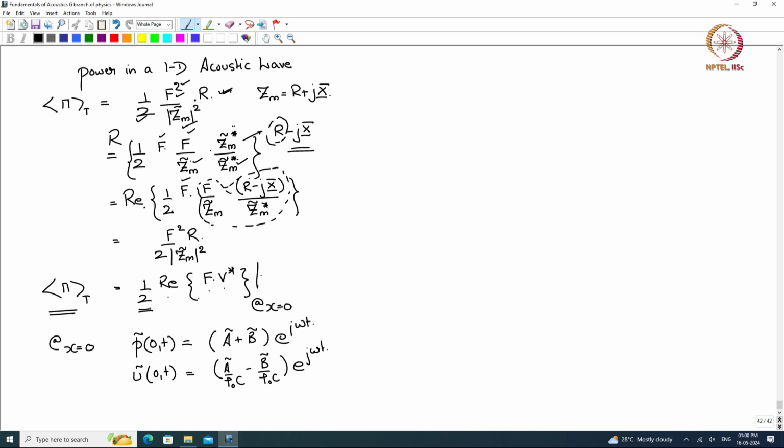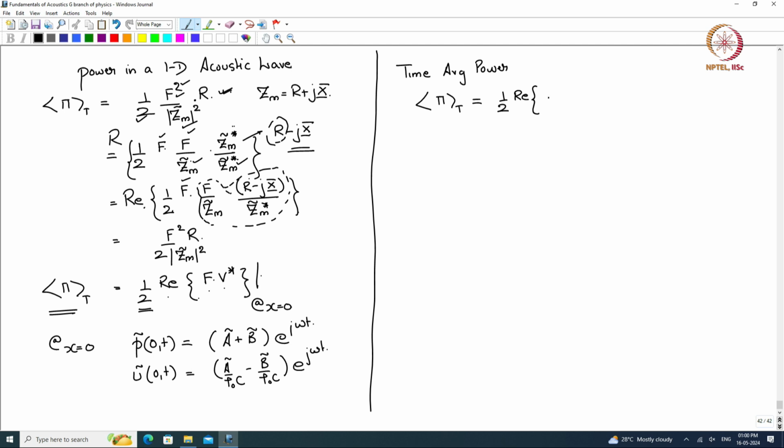Okay. So now the time averaged power is given by 1/2 the real part of A tilde plus B tilde. See, this is only pressure, so I need area to make it force.